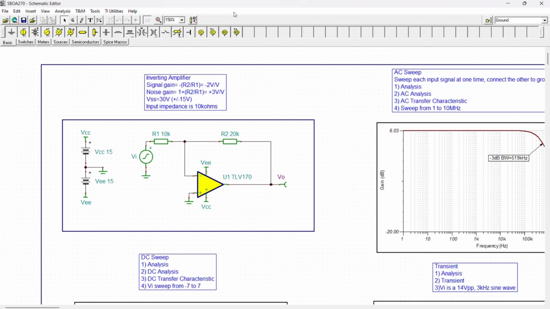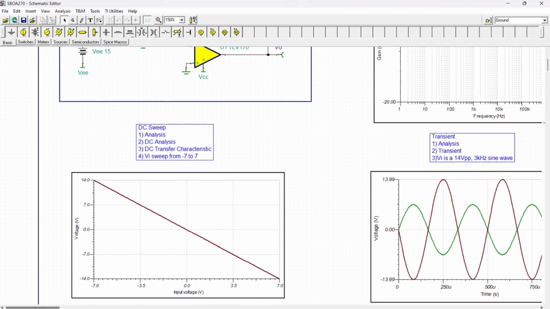I'm using Tina TI software to showcase the simulation. This is TLV170 op-amp IC. The R1 and R2, the circuit is same as we calculated. We are providing the plus and minus 15 volts as VCC and VEE.